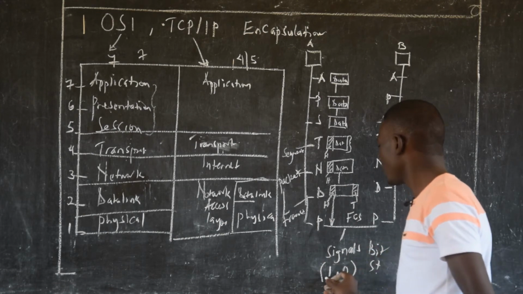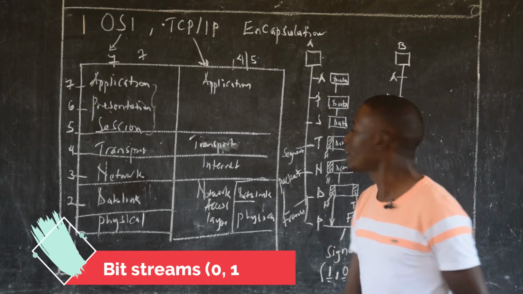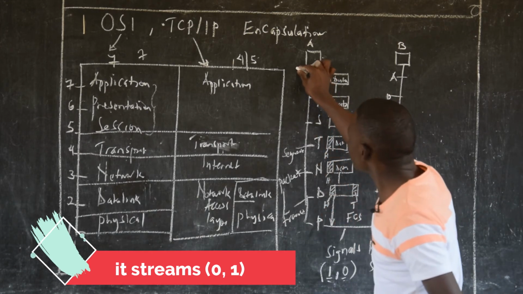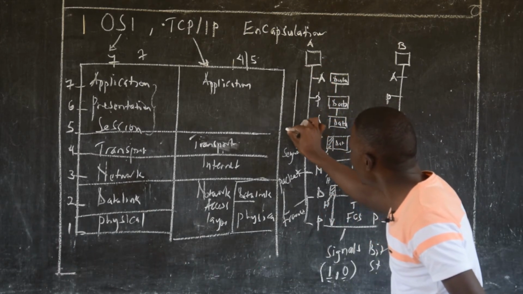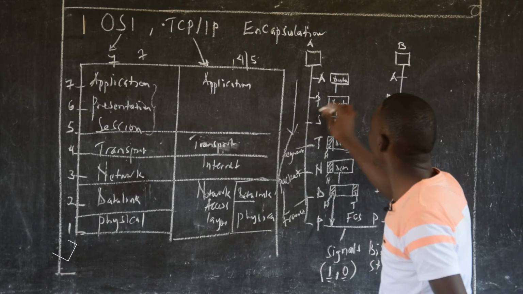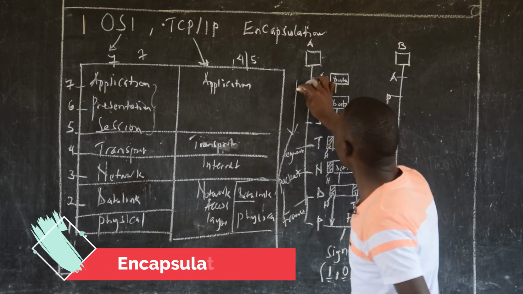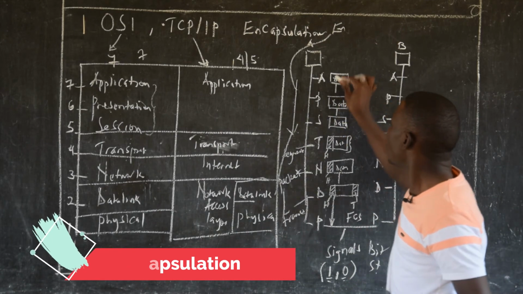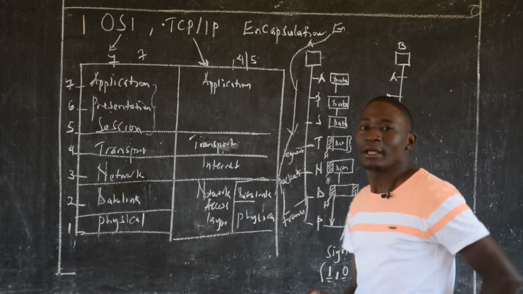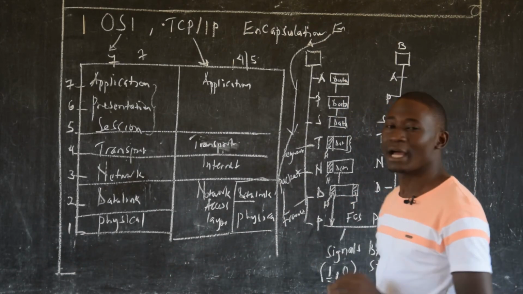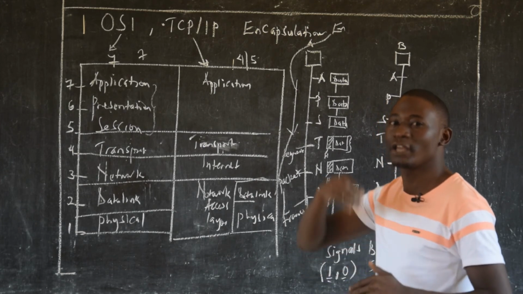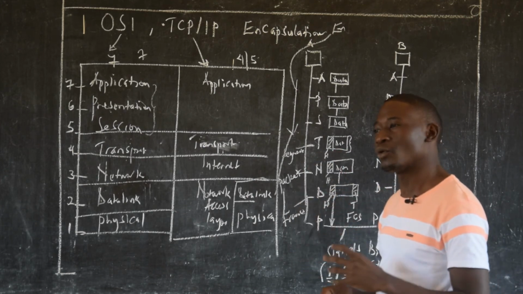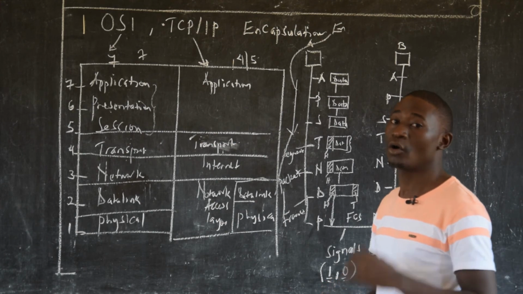Bit strings. The zeros and the ones. So now, the whole of this process that we have been passing through down here is the one we shall call the encapsulation. Are we together? So, what does encapsulation mean? The process by which a data item is being added on the information, for example, for reliability, making it reliable or more secure.